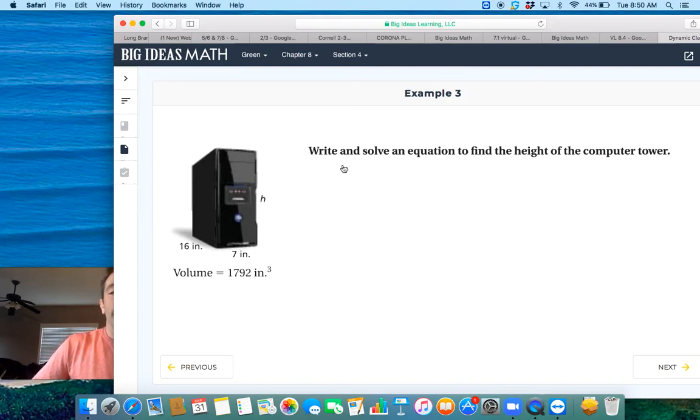So, example 3. Write and solve an equation to find the height of the computer tower. Here's the computer tower. What's the missing height? Notice they have h there for our unknown. We know the length is 7 inches, we know the width is 16 inches, and we're missing our height. But they told us what our volume was. So we're going to write an equation related back to what we've done in the past.